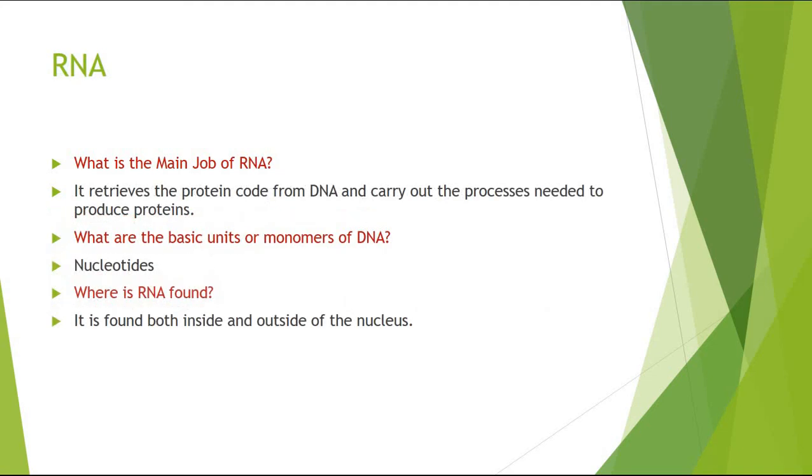RNA. What is the main job of RNA? It retrieves the protein code from DNA and carries out the processes needed to produce proteins. What are the basic units or monomers of RNA? Nucleotides. Where is RNA found? It is found both inside and outside of the nucleus.